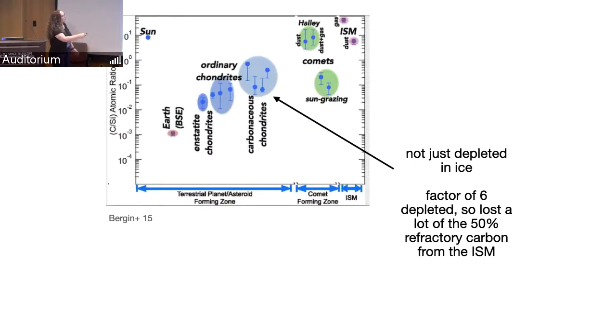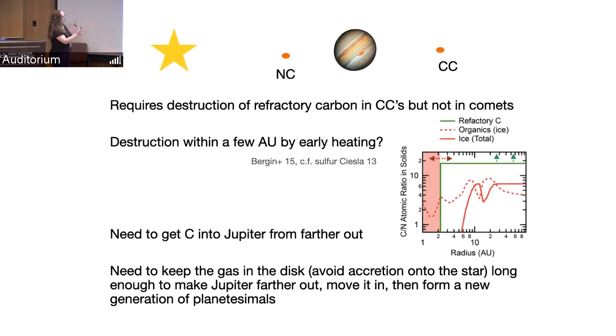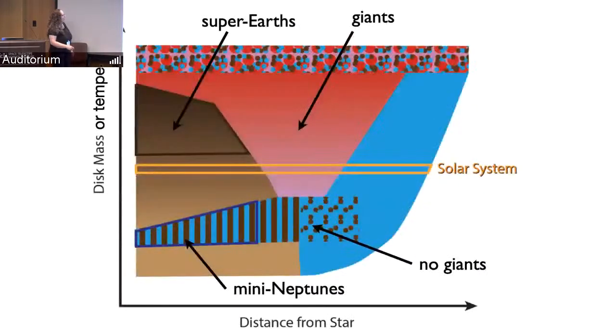So why is Earth depleted in it? Earth has no carbon in it. Like, what the heck? Okay, I don't know. All right, so maybe you deal with it with early heating, but you need to get that carbon into Jupiter because carbon is really enhanced in Jupiter. Okay, I don't know. It's not going to be very easy, is the point. It's all a hot mess.